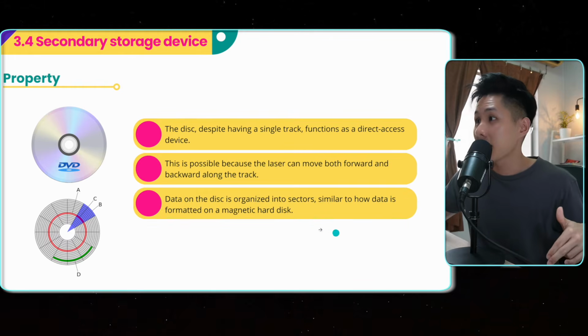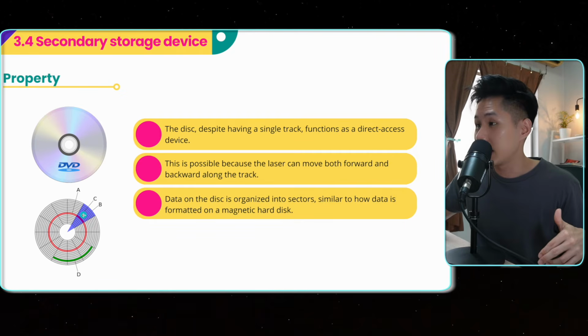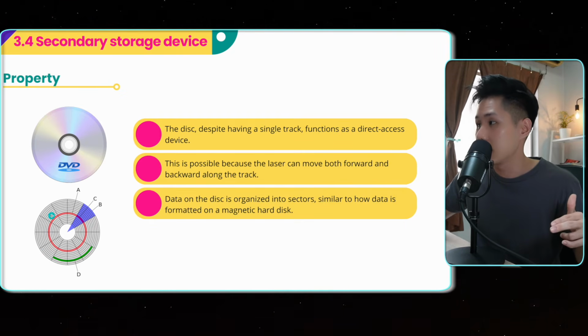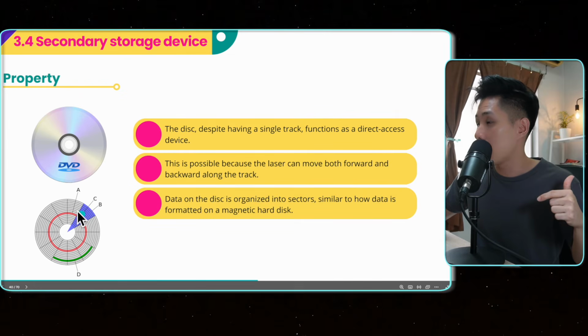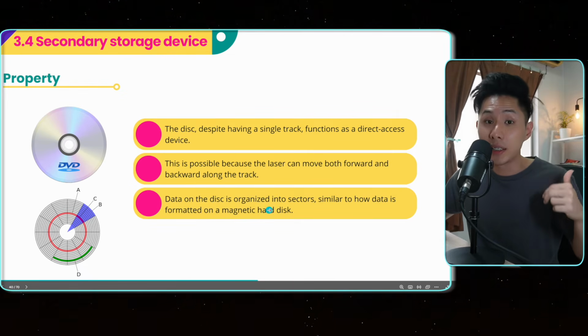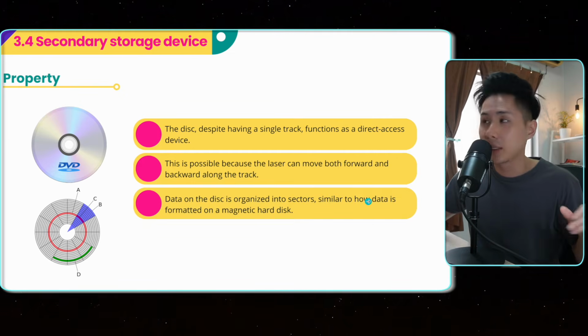Despite having a single track, it functions as direct access, meaning I can access the memory here, here, here, here, here. And this is possible because the laser can move forward and backward along the track. Data on the disk is organized into sectors, similar to how data is formatted on a magnetic hard disk.